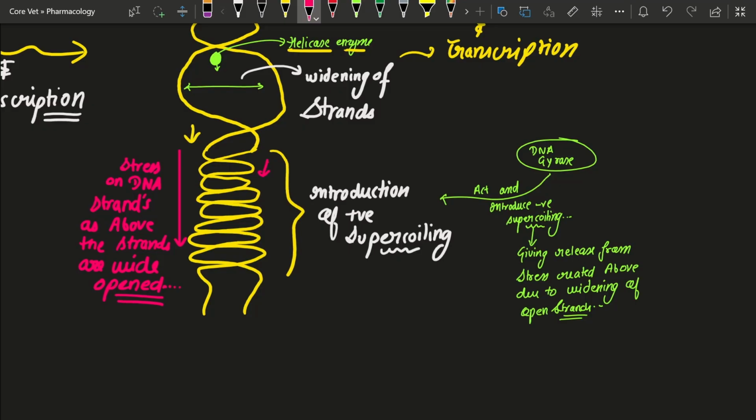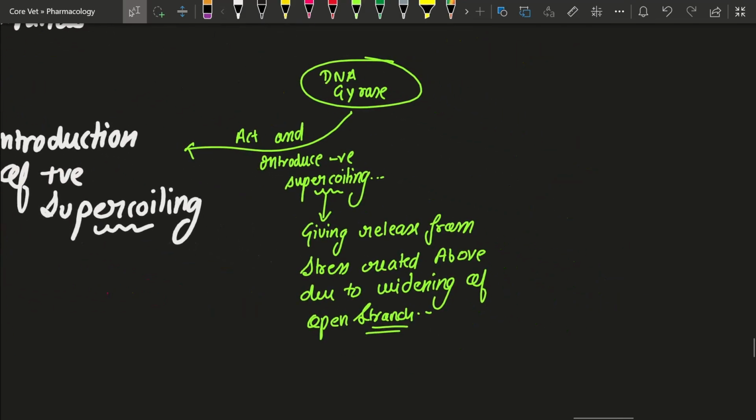So what is the purpose of the DNA gyrase? It will introduce negative supercoiling in order to reduce the strain that is created in the DNA.